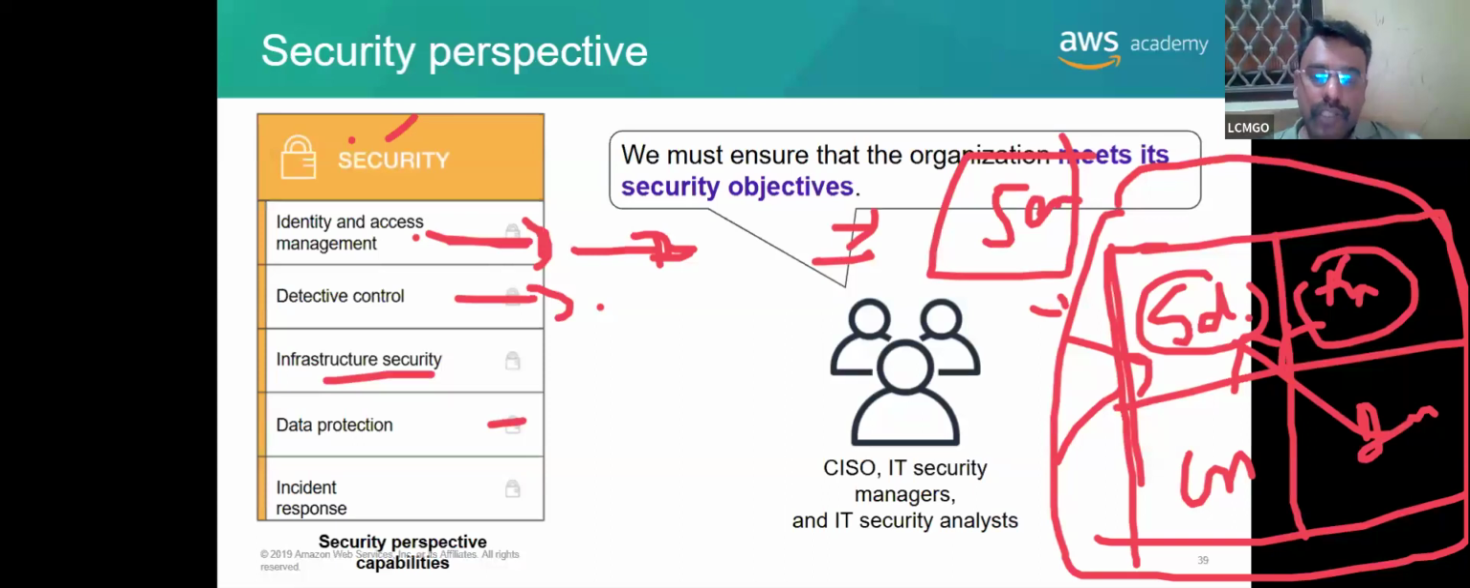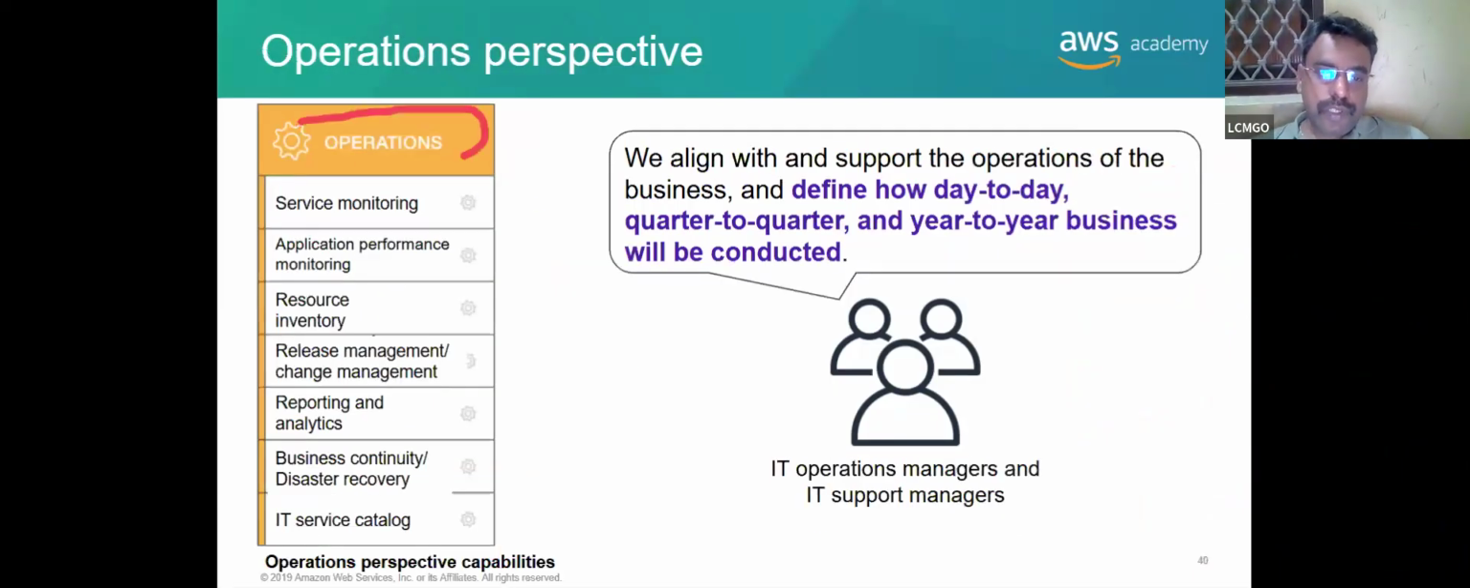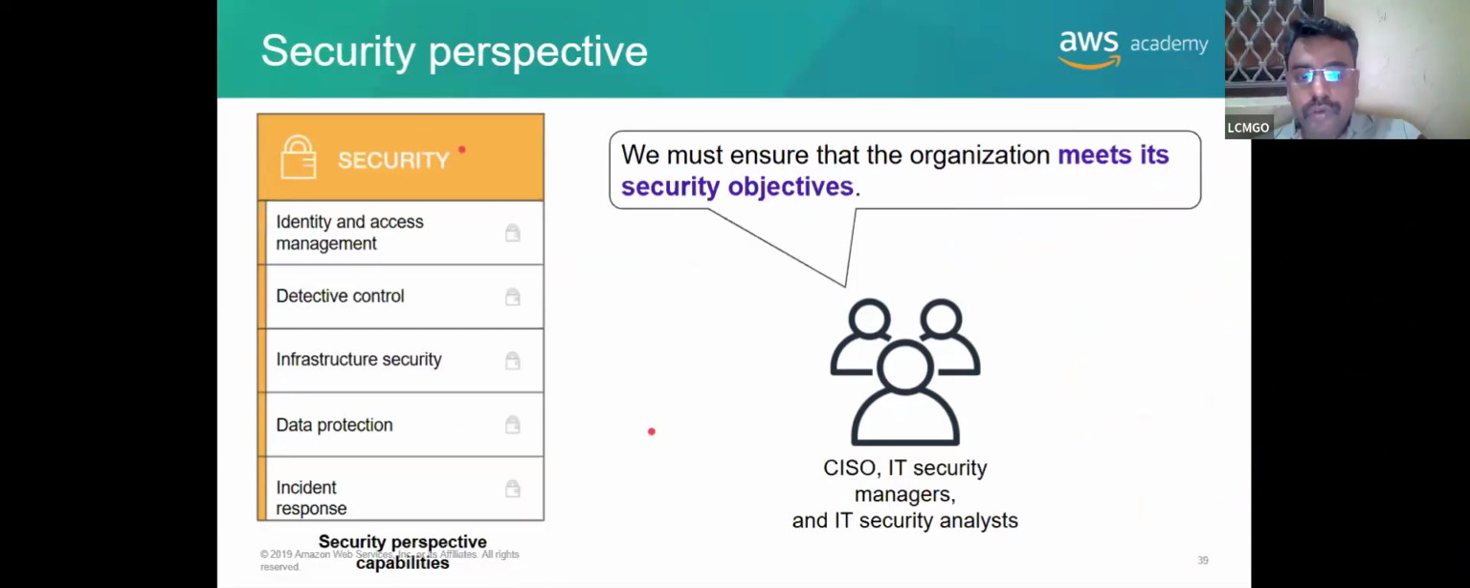Some incident is happening, I want to respond to that. Somebody tries to do something, I just have to change it. That's what incident response is. Now these are coming under the security perspective. Next one, operations perspective. Who are the stakeholders here?